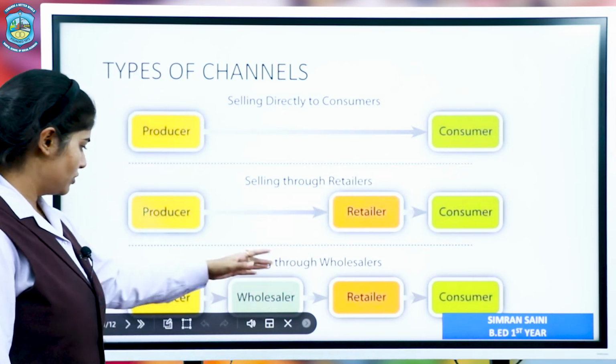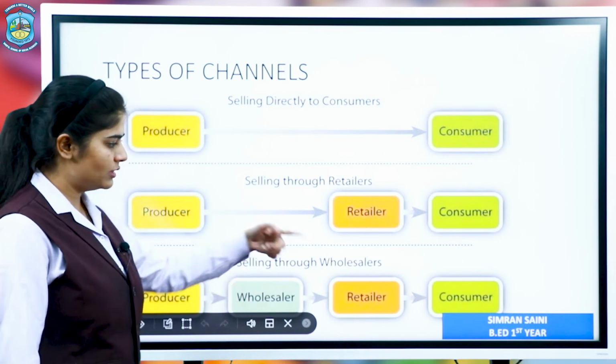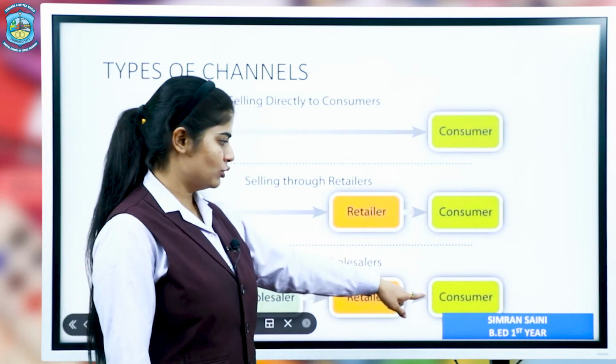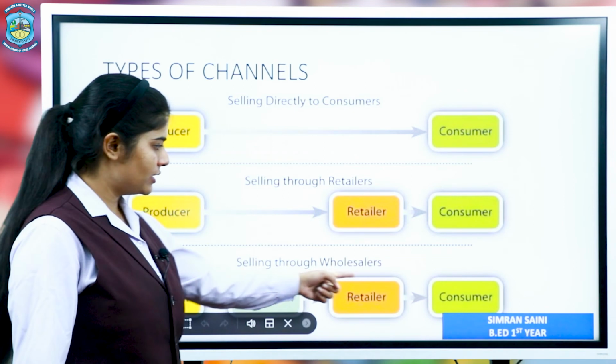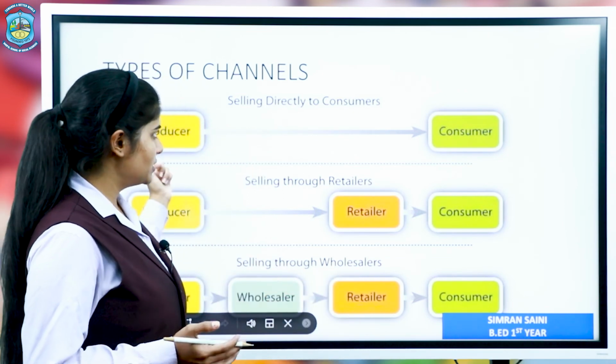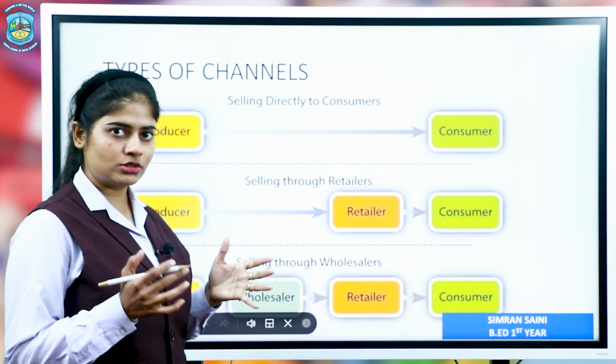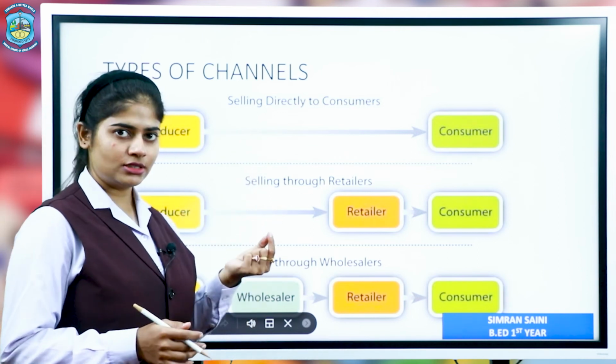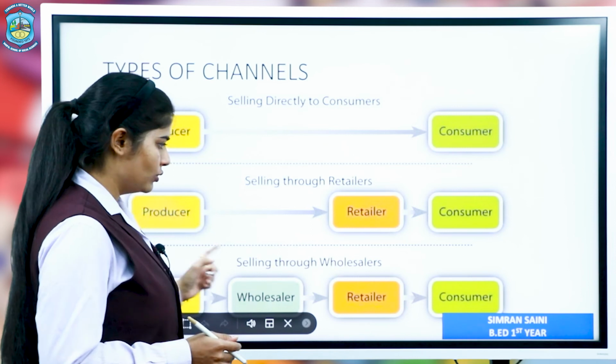And selling through the wholesaler is a long process, where producer goes to wholesaler, wholesaler to retailer, retailer to consumer, and this process really increases the price of the product. So if you are purchasing from the first channel, it will cost less, this one will increase a bit, and this one will increase the whole amount of the product.